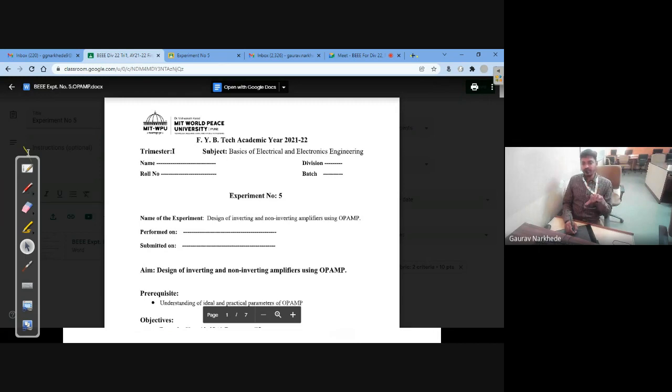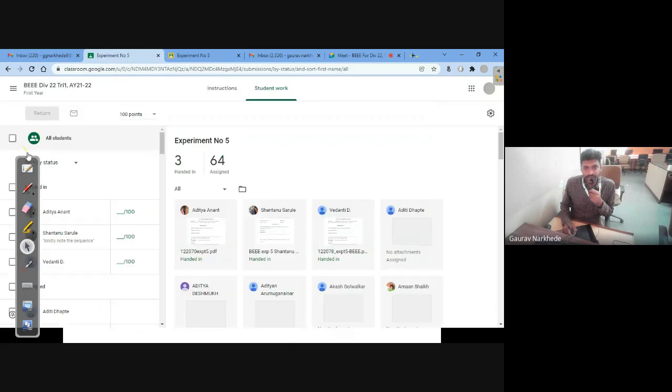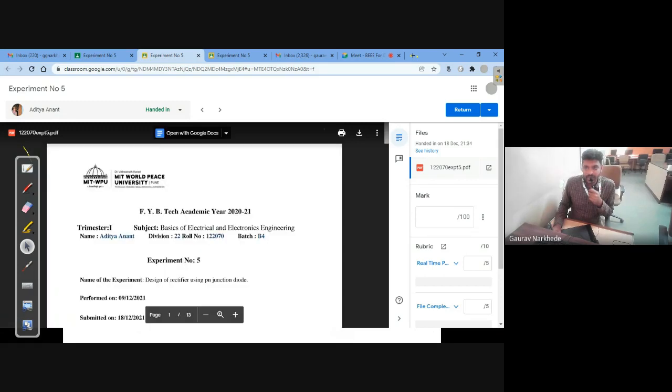Don't get confused, right? Here you will submit. See, regarding submission, one important notification. For example, let us say I'm here. I have experiment number 5, right? So these three people, Aditya, Anant, right? So when did they hand in the experiment? They handed it in on 18th of December. Okay, so I will not consider this because I have changed this thing. This was experiment number 5.